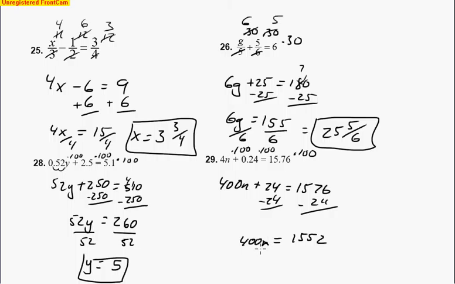And when we do that division, it doesn't quite go in there evenly. So let's see how many times. It looks like it's going to be n equals 3 and, let's find out what the decimal is when we punch that into the calculator, divided by 400, and it's going to be 3.88.